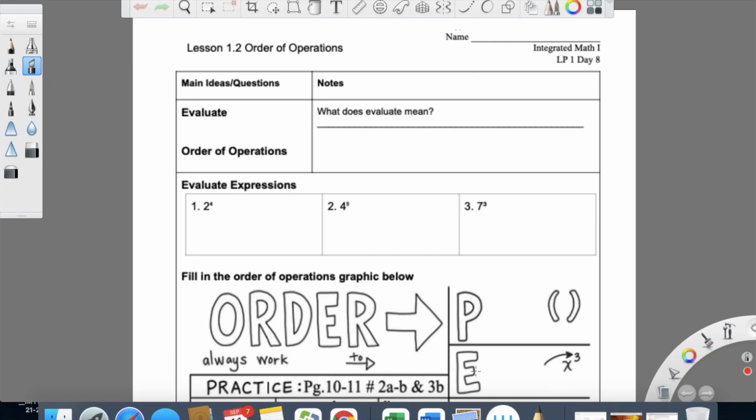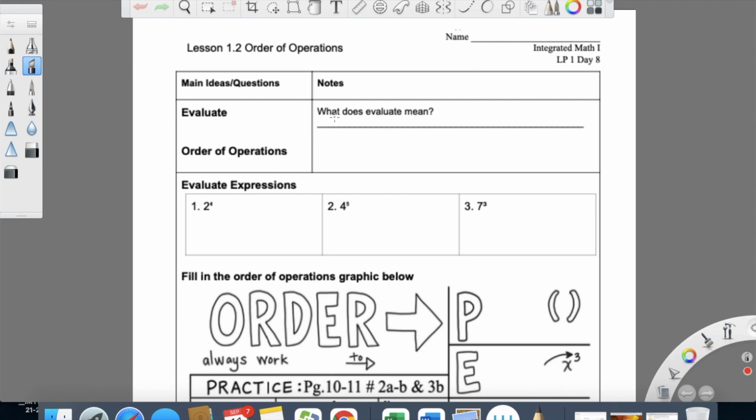All right, so this is section 2 for IM 1 called Order of Operations. Again, I'm really hoping this is just kind of review for everybody. So let's go ahead and go over the pieces here at the top. This is the notes area at the top here. We're going to go over evaluate and then order of operations, which has a bigger notes area down below.